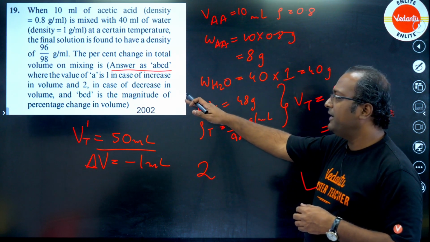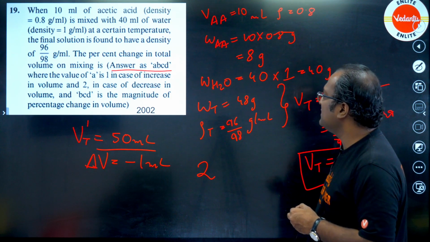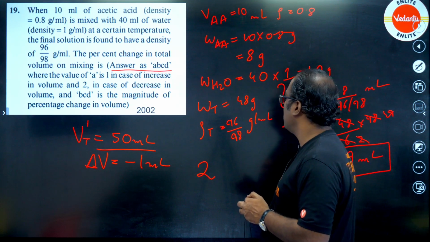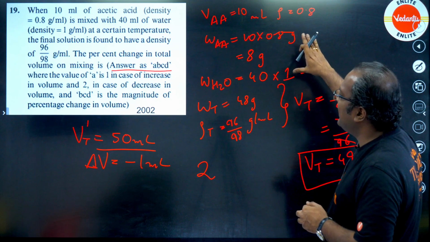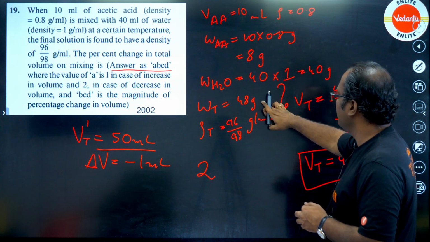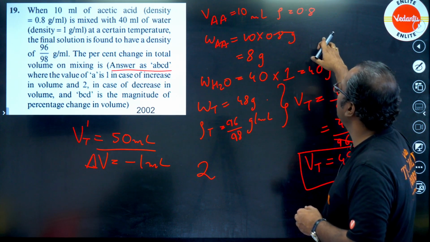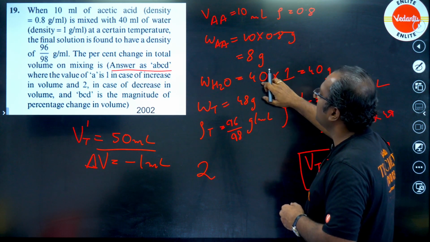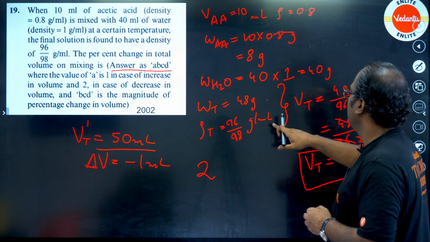Then he says BCD is the percentage change in volume. How much is the percentage change in volume? So we started off with, 1 second guys, I think I'm lost a bit. 8 gram was here, 40 gram was here, so that's 48 gram in the beginning.